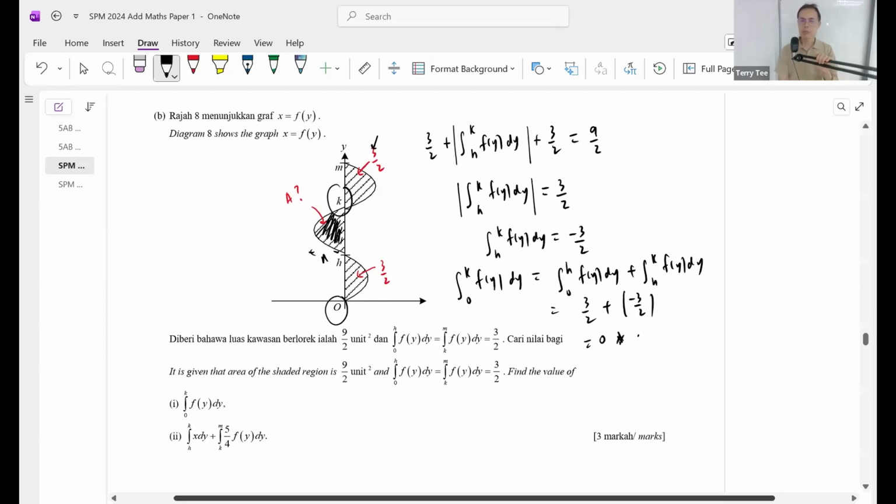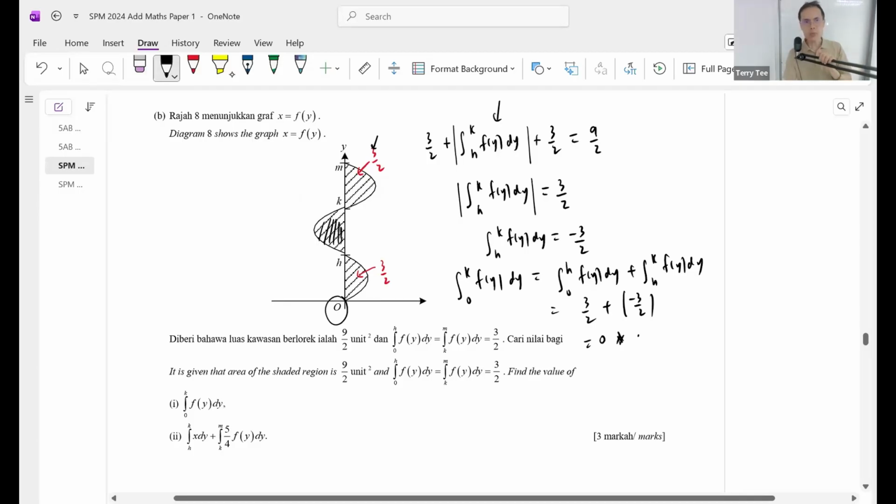Remember, why do I put a modulus here? For me, actually, I prefer not to put modulus. As in, why do I put a modulus here? Because this area is negative. This integration is negative. We modulus to make it positive, right?